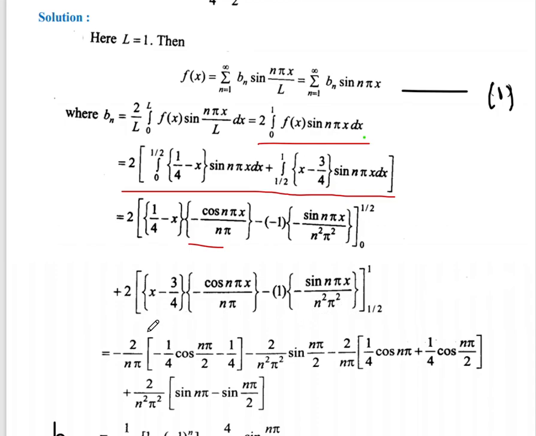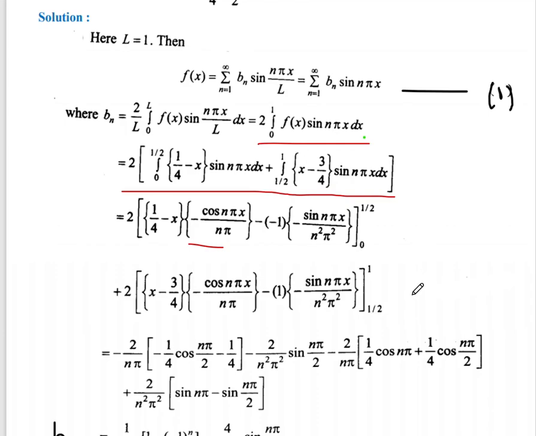So minus the derivative of this term, that is 1, into the integration of this term, that is minus sin n pi x. The integration gives sin n pi x upon n pi, and this n pi. So this can be written as n square pi square, and the limit should be 1 by 2 to 1. And the third term will become 0 because the derivative of this term will become 0, so we cannot write the third term.